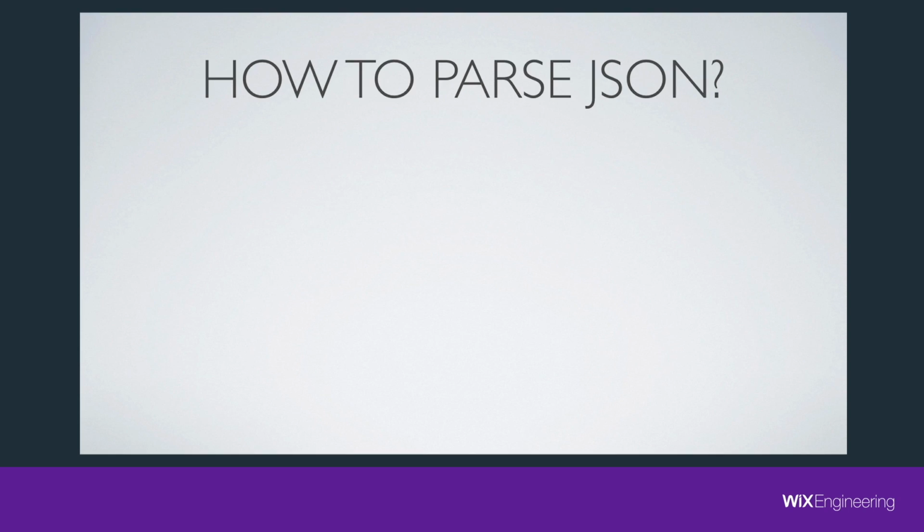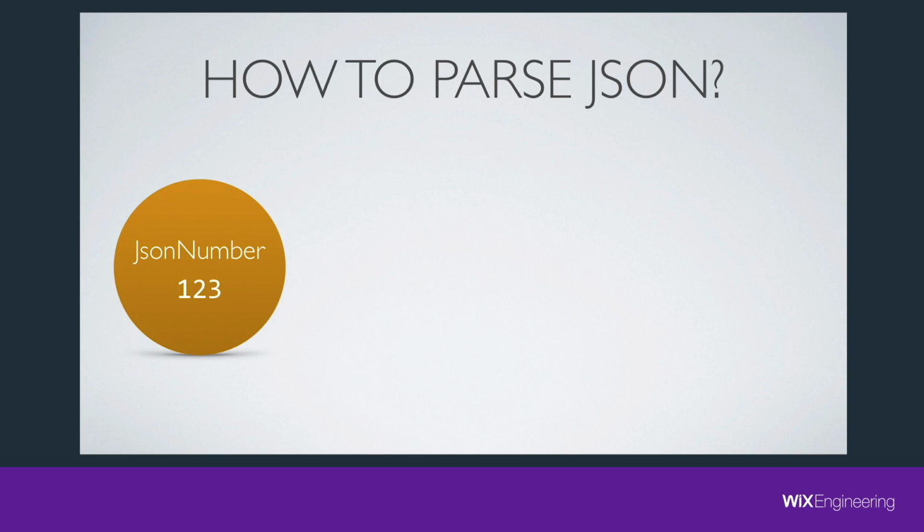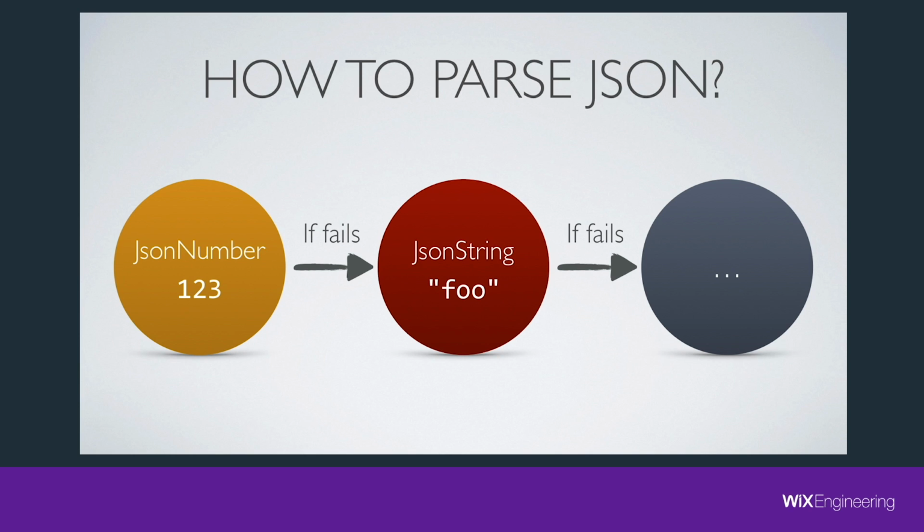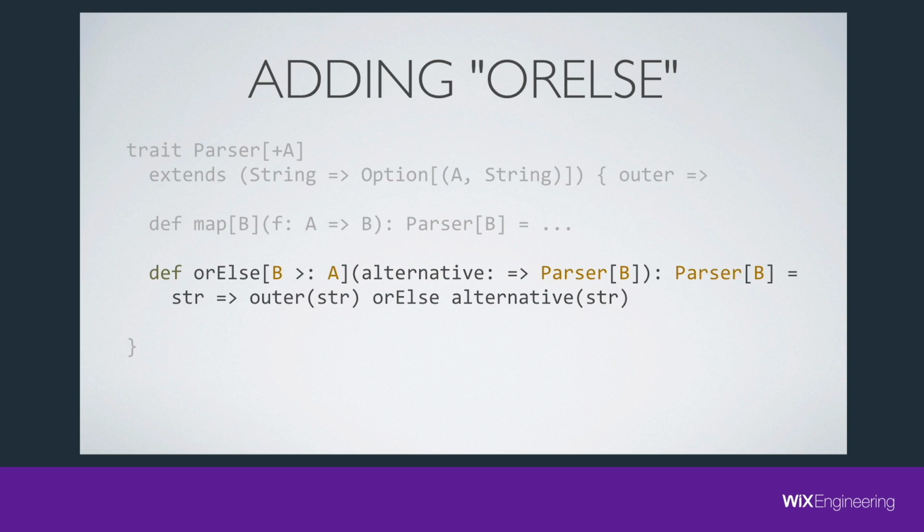So after we played with some parsers, let's think how we can parse the JSON structure. We can start by trying to parse a number node with a parser we already created. If parsing fails, we can try to parse a string node. We keep repeating this process for all node types. This is similar to the or-else combinator we have for Scala's option or try. So we extend our parser to support this combinator. Again, the implementation is trivial by delegating to the or-else method of the returned option.